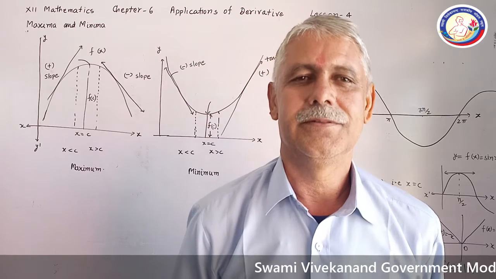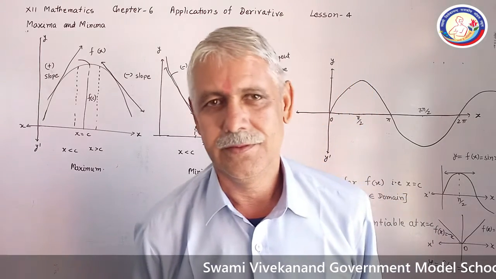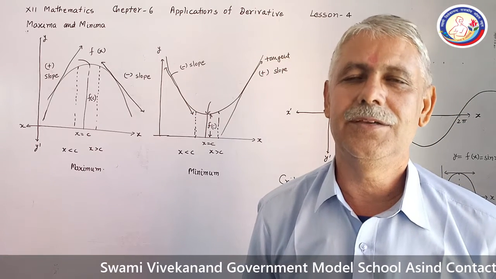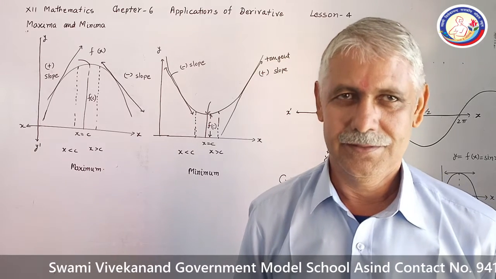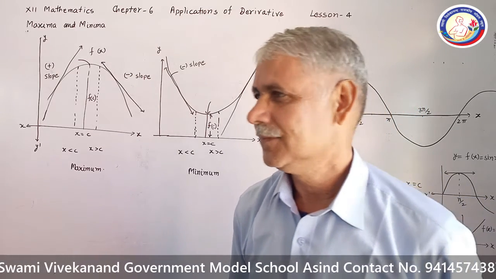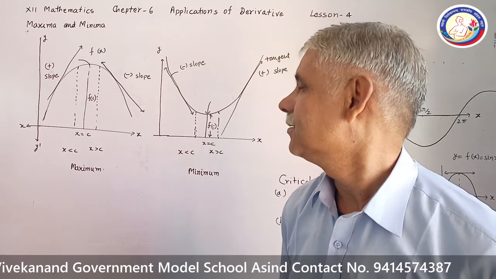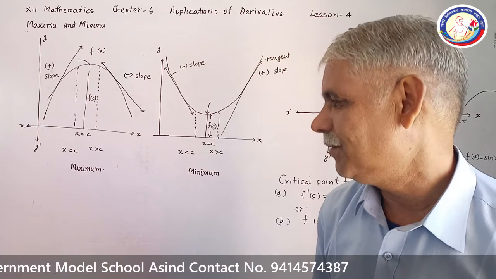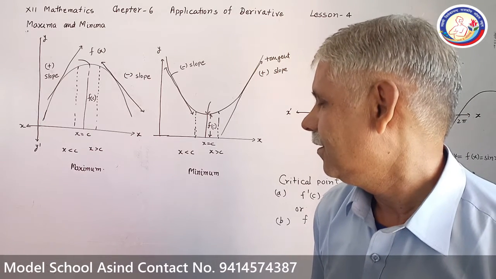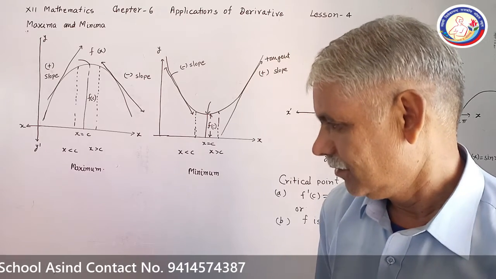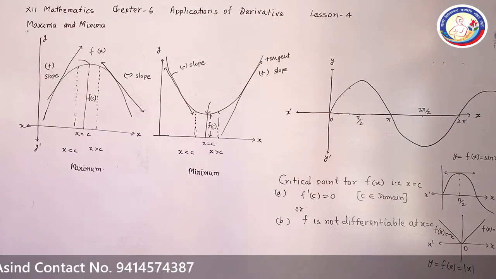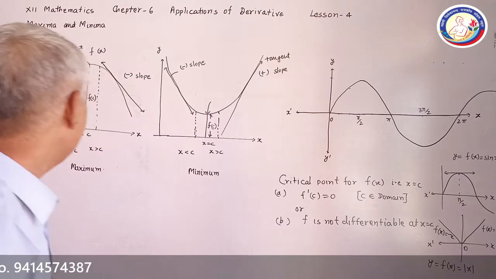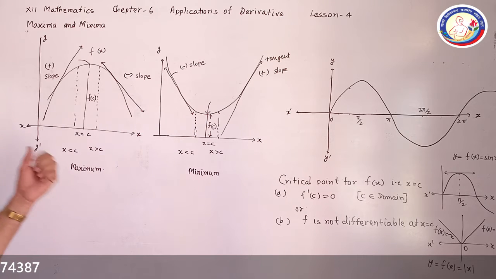I am present here with the fourth lesson on the chapter Application of Derivatives. Today we will take maxima and minima of functions. So let us understand what is the maximum or minimum of a given function. We will understand it in two ways. First, by graph, and then second, by derivative.